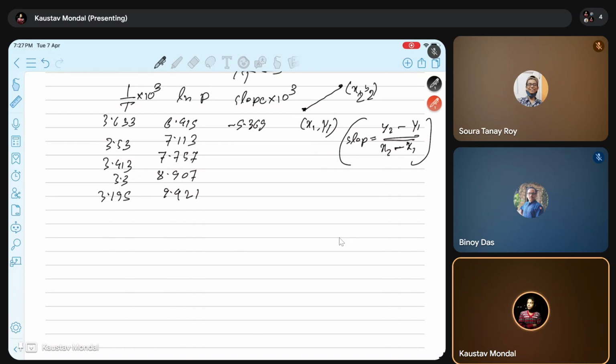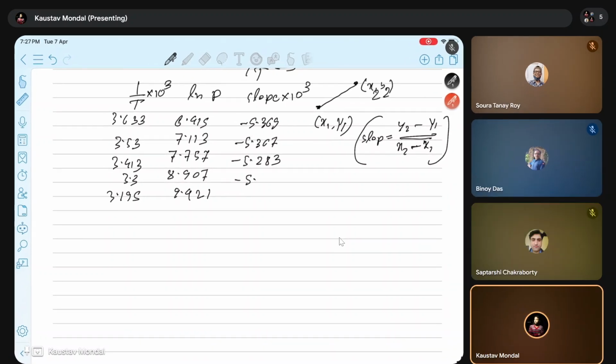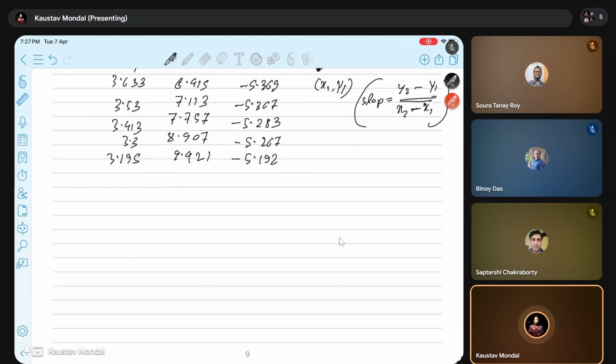5.369 minus 5.367 minus 5.283 minus 5.267 minus 5.192. So slopes you can see vary a bit.